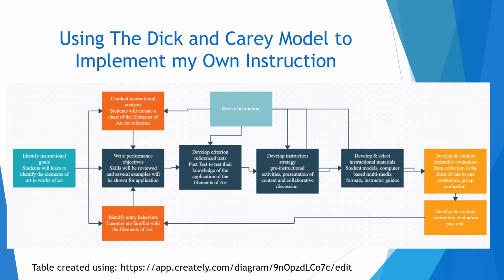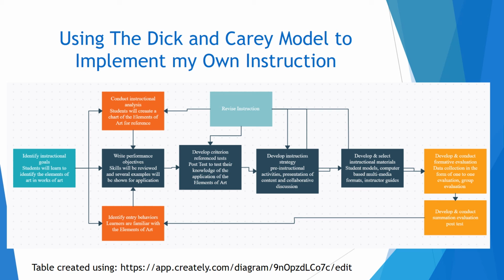Using the Dick and Carey model to implement my own instruction, this will be a Dick and Carey systems approach to teaching students the elements of art. I am identifying my instructional goals as the end result. I would like my learners to be able to write or have a meaningful conversation on a piece of art utilizing the elements of art and how they are used. I plan to use this with my students that are already familiar with all of the elements of art. I would likely start this in 3rd grade.